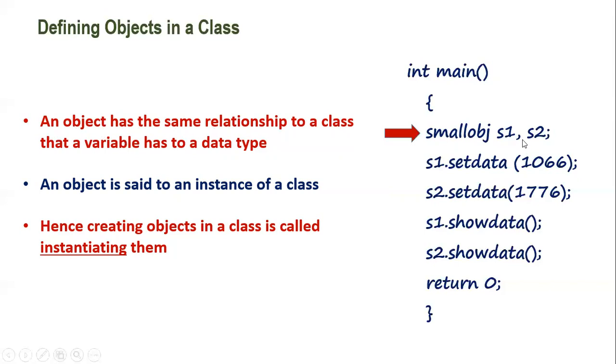When we do this, we always say that an object is an instance of a class, and hence creating objects in a class is called instantiating them. Since an object is an instance of a class, we call that instantiating. When we define or create objects in a class, we call it instantiating them. Now we'll see about the functions in the class.